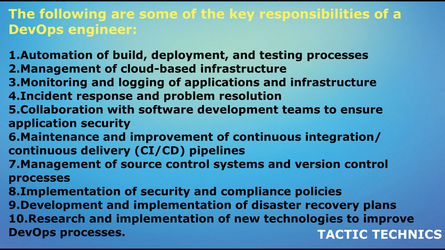Automation of build, deployment, and testing processes is a key responsibility of a DevOps engineer. Build automation refers to the use of tools and scripts to automate the creation of software artifacts, such as executable files, libraries, and documentation. Deployment automation involves automating the deployment of software releases to various environments, such as development, staging, and production, using tools such as configuration management systems and continuous delivery pipelines. Testing automation refers to the use of tools and scripts to automate the testing of software applications, including unit testing, integration testing, and functional testing.